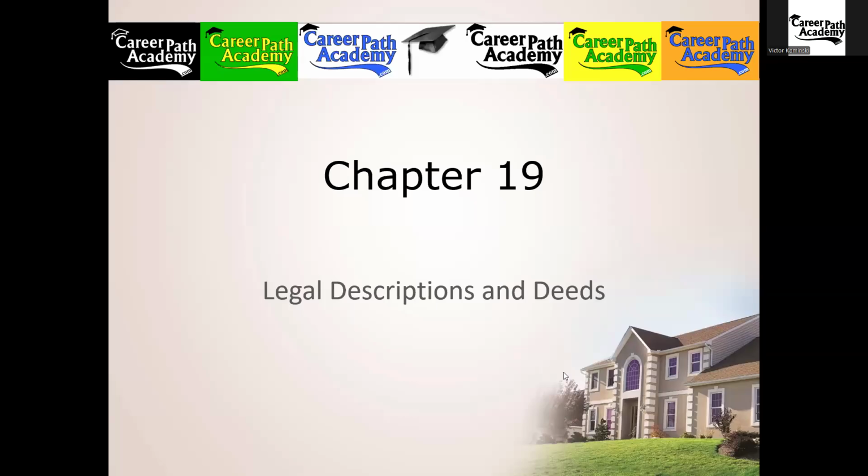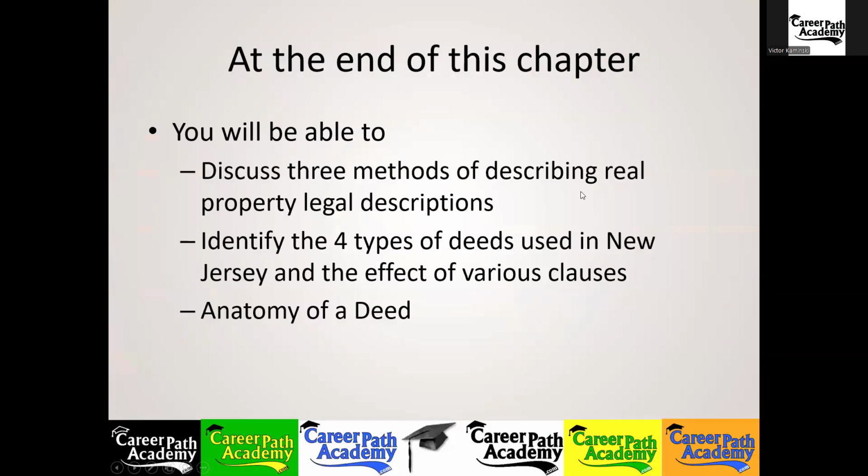So, chapter 19, legal descriptions and deeds. All right. So, in this chapter, we're going to discuss three methods of describing real property. Legal descriptions. We're going to identify four types of deeds used in New Jersey and the effects of various clauses in the deeds and the anatomy of a deed.